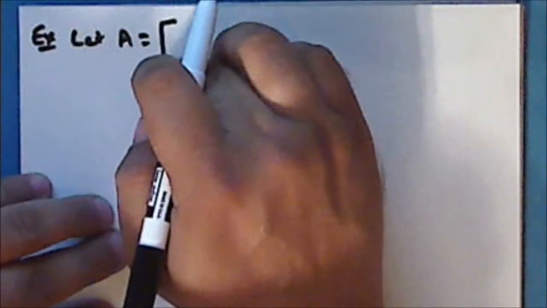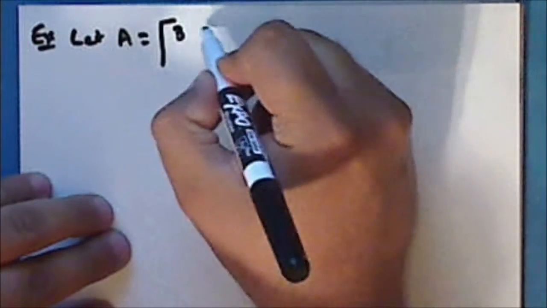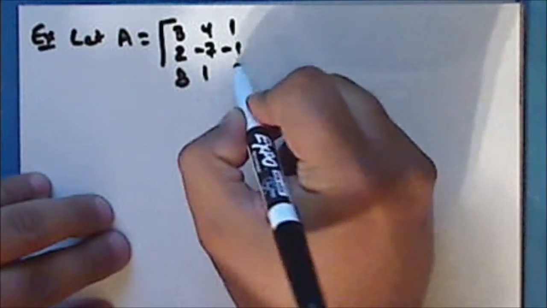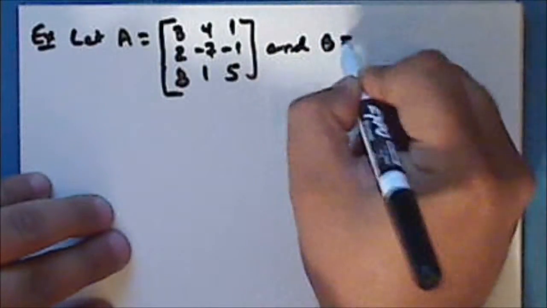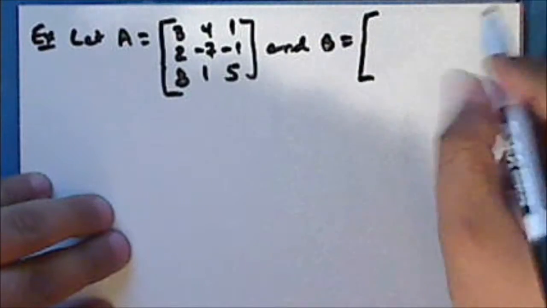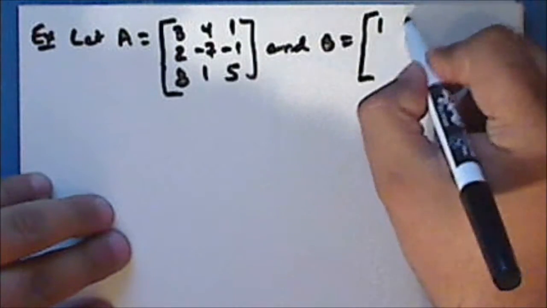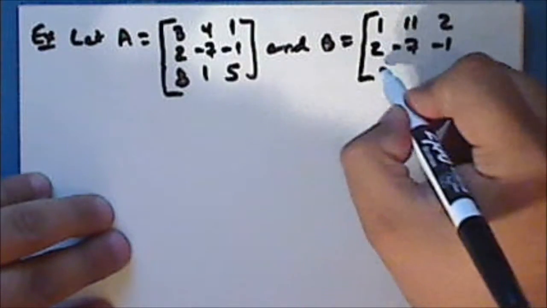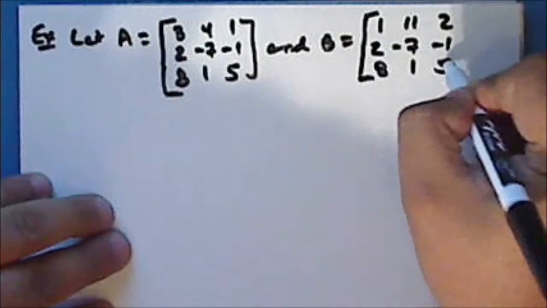So as an exercise, let A be the 3 by 3 matrix with rows 3, 4, 1, 2, -7, -1, 8, 1, 5, and let B be the 3 by 3 matrix with rows 1, 11, 2, 2, -7, -1, 8, 1, 5.